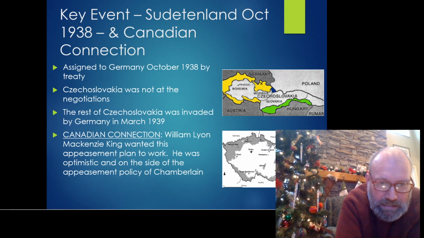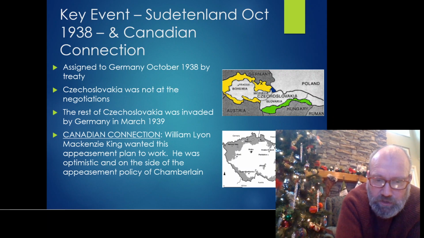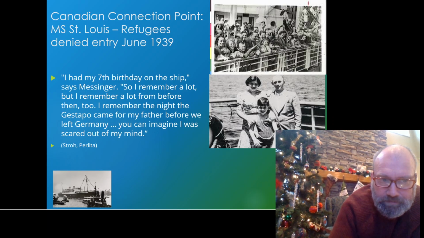But basically, the Canadian connection: William Lyon Mackenzie King wanted this appeasement plan to work. He was optimistic and on the side of the appeasement policy of Neville Chamberlain. So you should know that Neville Chamberlain was a British Prime Minister at this point in time who was on the side of appeasement, and you should know that Winston Churchill opposed appeasement, and eventually Winston Churchill is the Prime Minister during World War II of the United Kingdom, aka England, aka Great Britain.